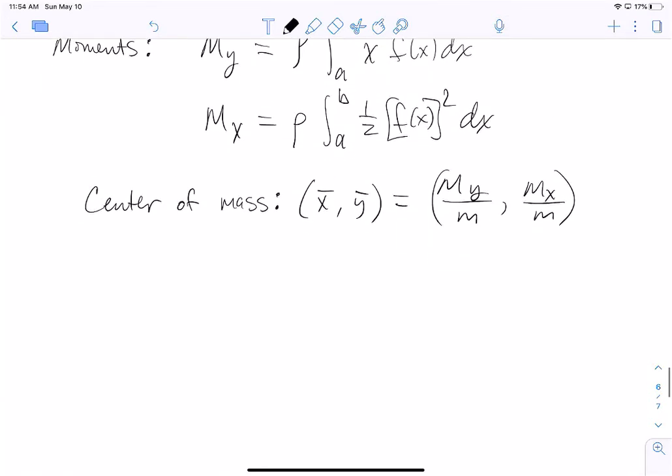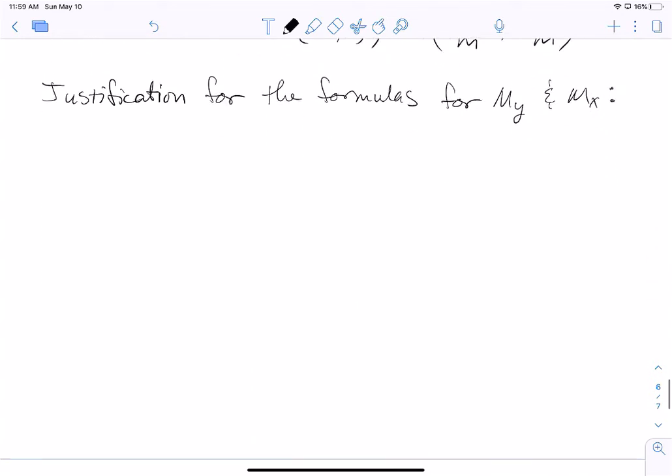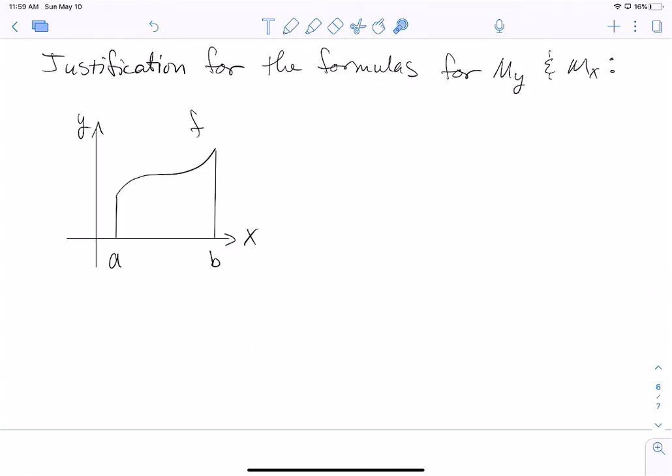Before we use these, we're going to justify these formulas for the moments. To do that, we're going to consider a region in the xy plane. Our region is between the x-axis and this function f, with x going from a to b.